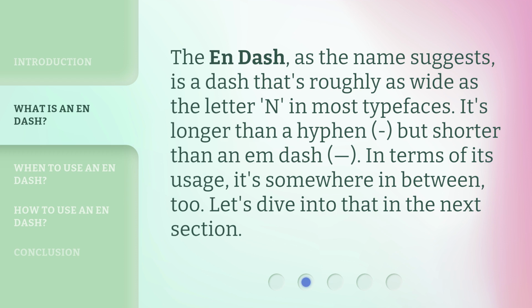The en dash, as the name suggests, is a dash that's roughly as wide as the letter N in most typefaces. It's longer than a hyphen, but shorter than an em dash. In terms of its usage, it's somewhere in between, too. Let's dive into that in the next section.